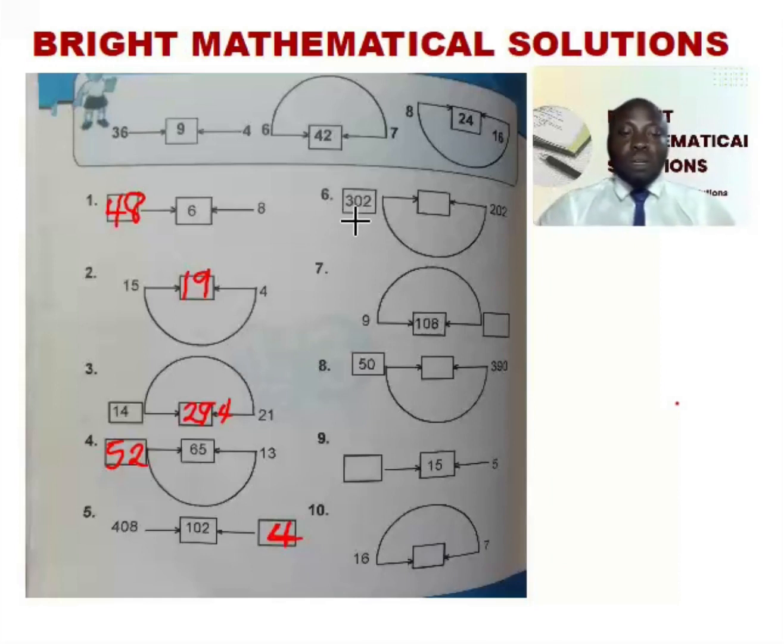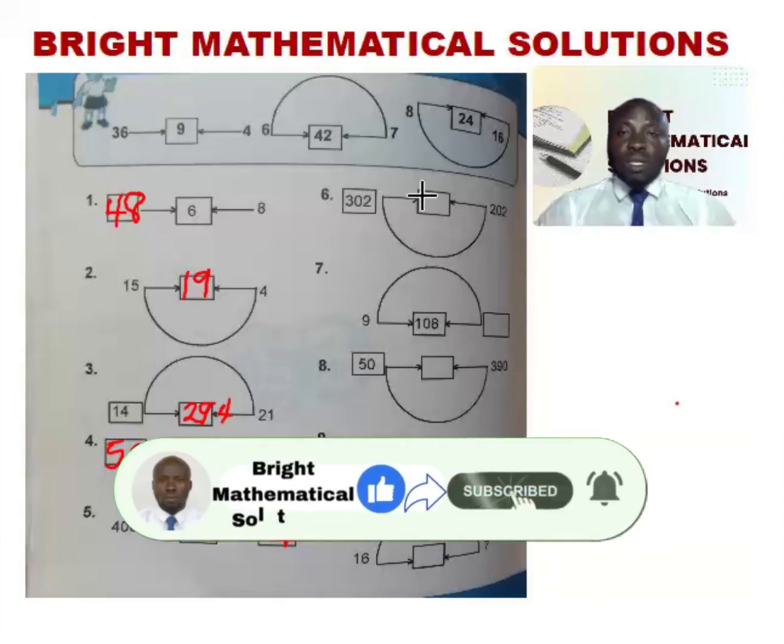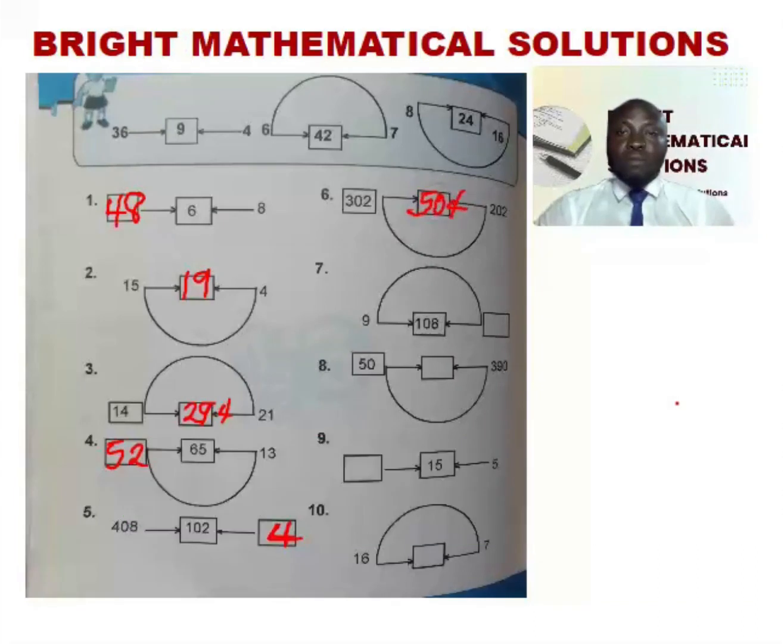Now to question number 6. Since the curve is downward, the operation is addition. So we now have 302 plus 202. So that gives us 504. Since this is upward, the operation here is multiplication. So that is 1 whole 8 divided by 9. So this gives us 12.